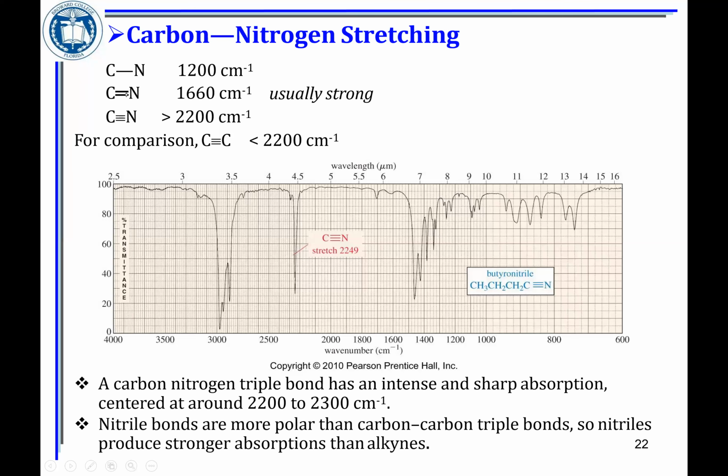The CN single bond, double bond, and triple bond follow the same pattern as the CC single bond, CC double bond, and CC triple bond. Basically, they show in the same region. The CN is more polar than CC, so the height of the peak is different. If you had a short peak here, that could be a CC triple bond. This long, sharp, and strong peak is a CN triple bond.